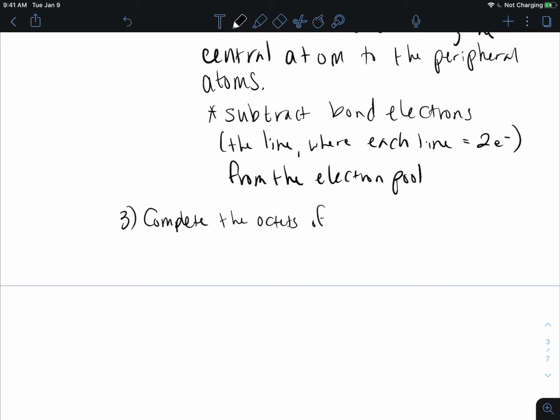So we'll complete the octets of the peripheral atoms. Again, we're going to exclude hydrogen from this. If we have hydrogen, it's good with just a bond. That gives us its 2 electrons. It is set.